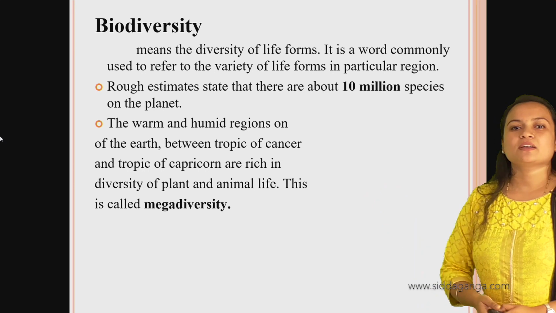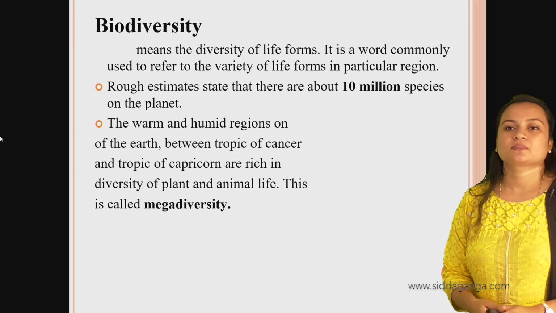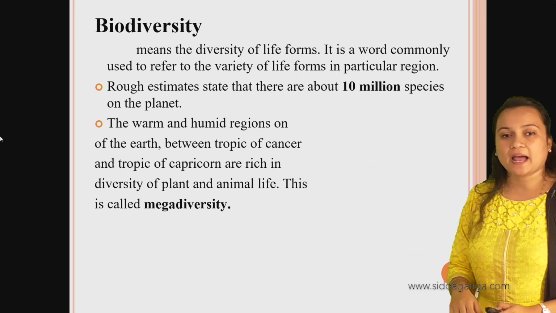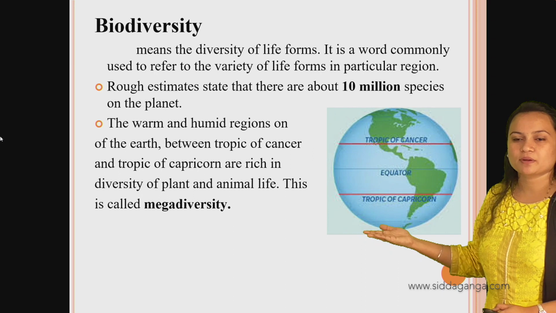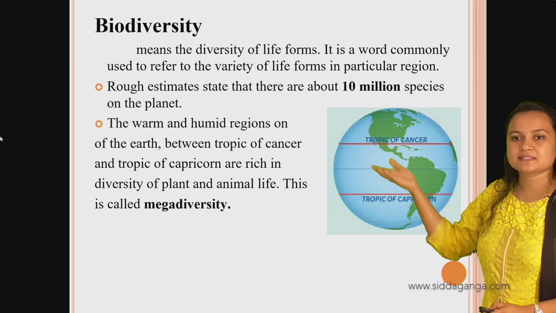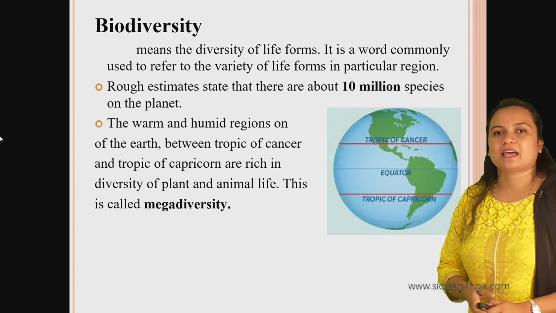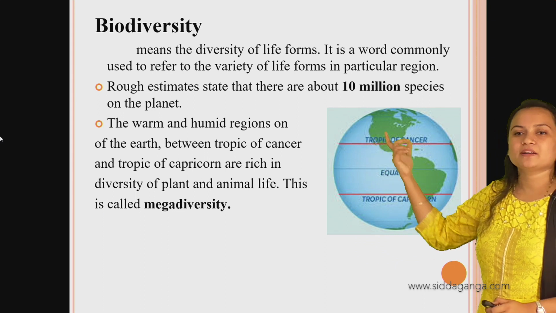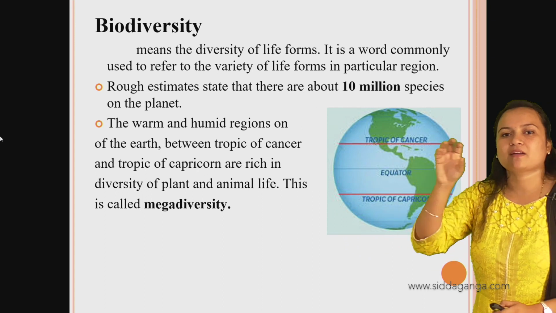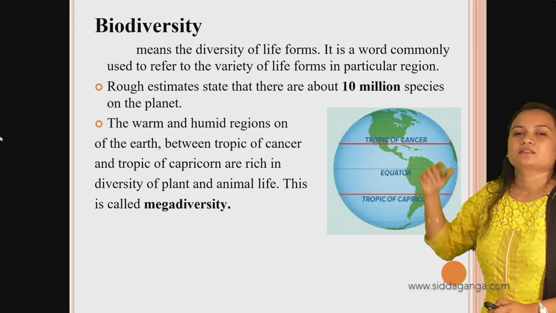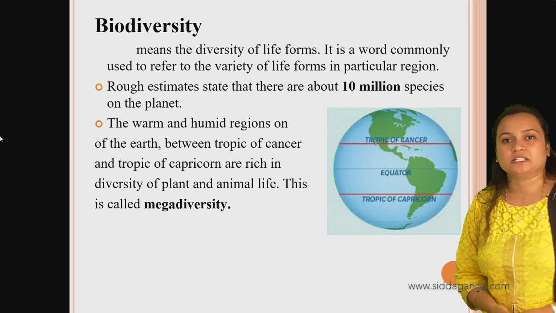Now rough estimations state that there are about 10 million species on our planet, right? 10 million species. And the warm and humid region on the earth between the Tropic of Cancer and Tropic of Capricorn, can you see the Tropic of Cancer and Tropic of Capricorn, is rich in diversity of plant and animal life. So it is the warm and humid region. Wherever there are humid and warm regions between the Tropic of Cancer and Tropic of Capricorn, the plant and animal diversity will be more, and this is called mega diversity.